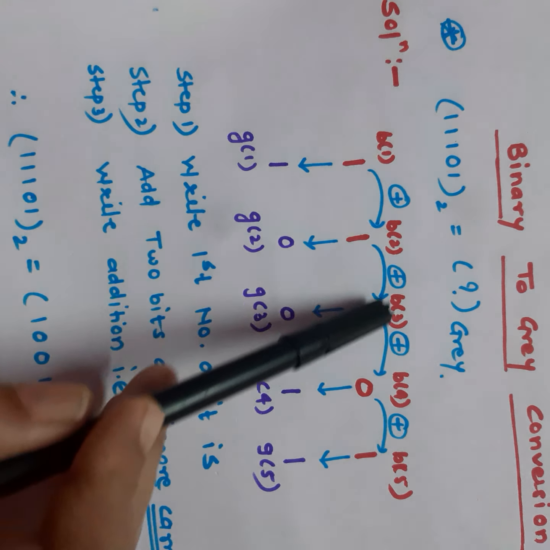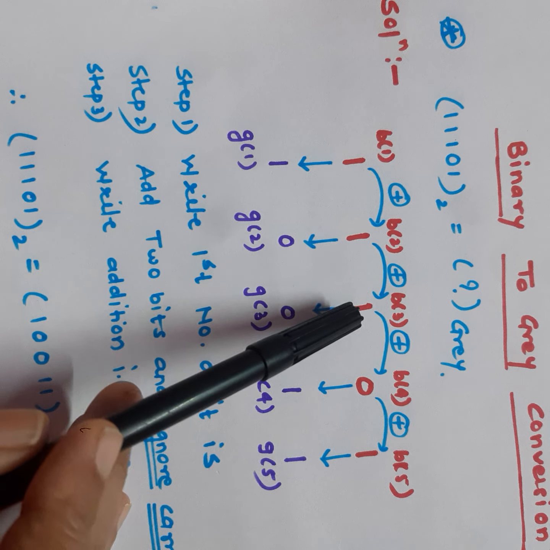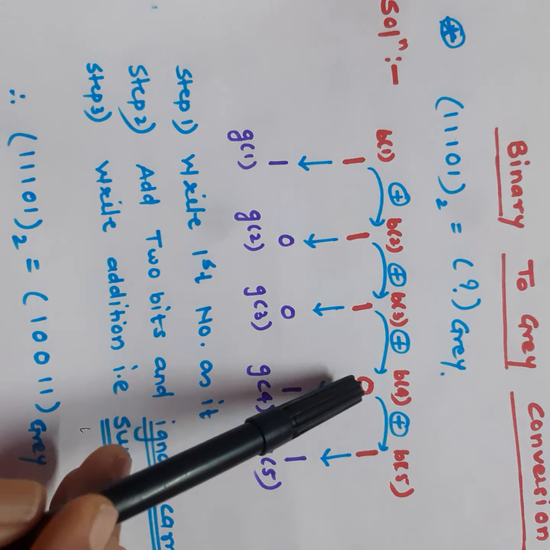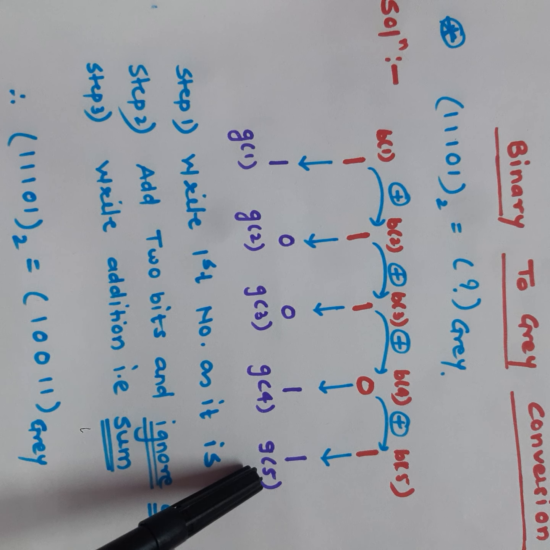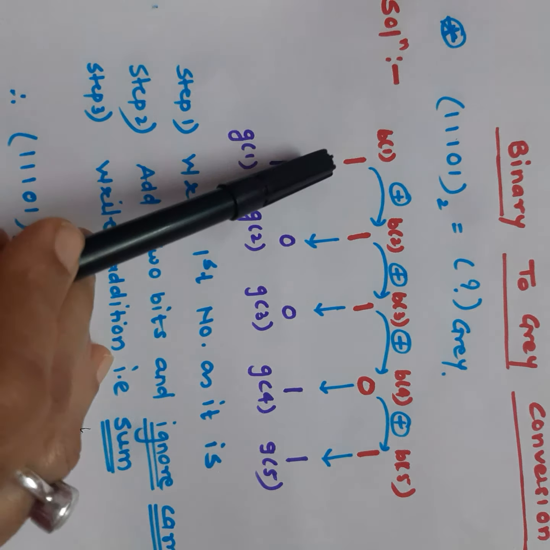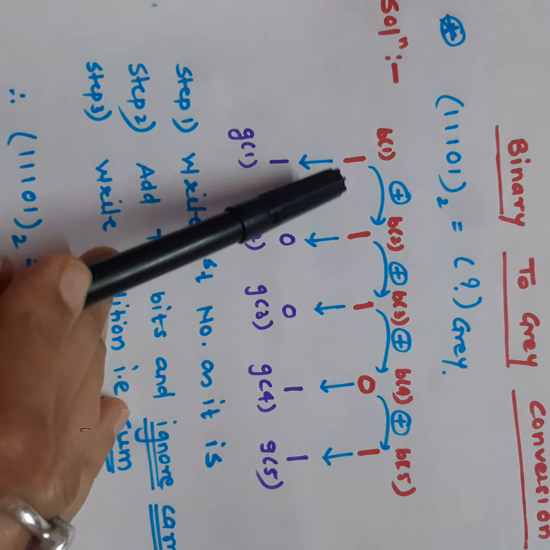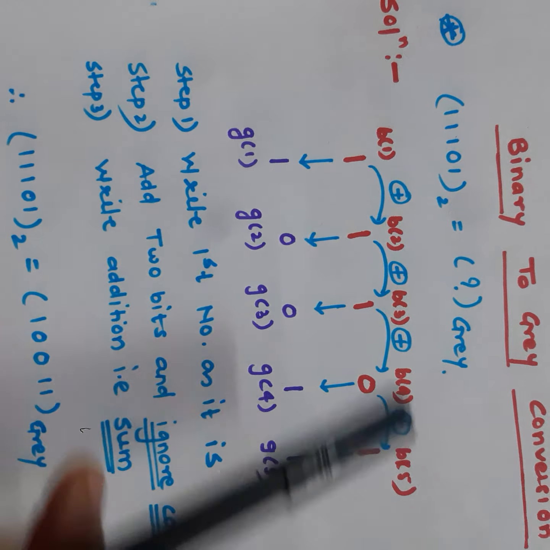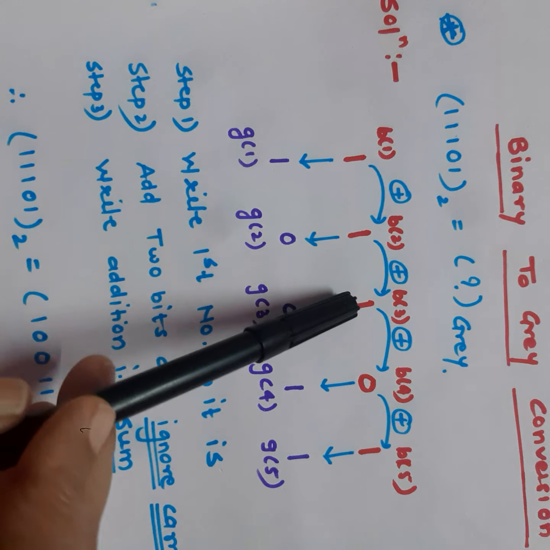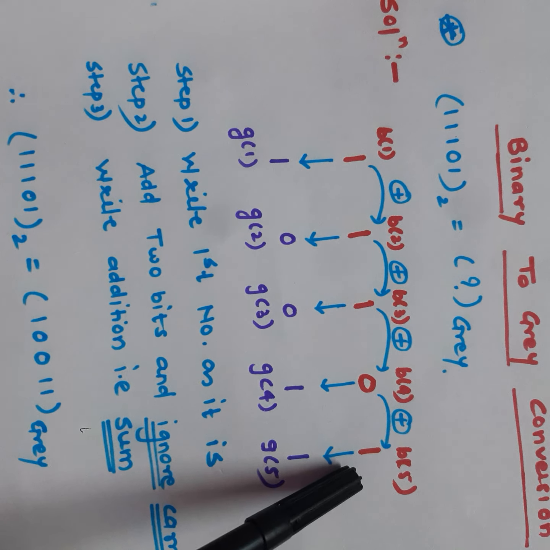Then again 1 plus 1 will be 0. Again 1 plus 0 is 1. 0 plus 1 is 1. Look at this. Once again I am telling you, the number we have to write as it is. So we have written this 1 0 1 as it is with some space.